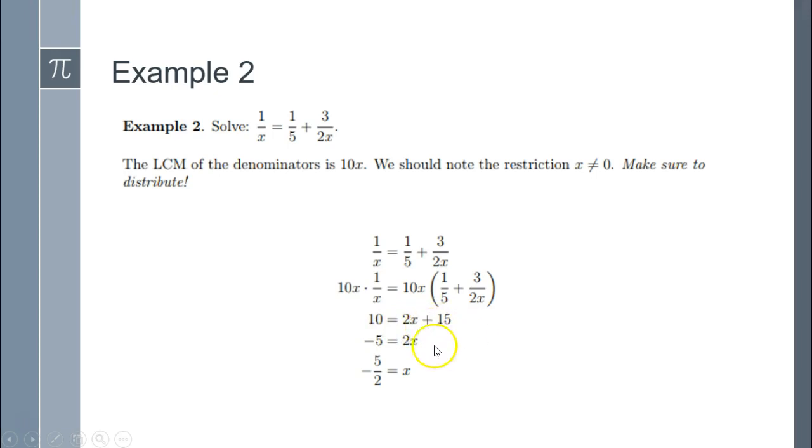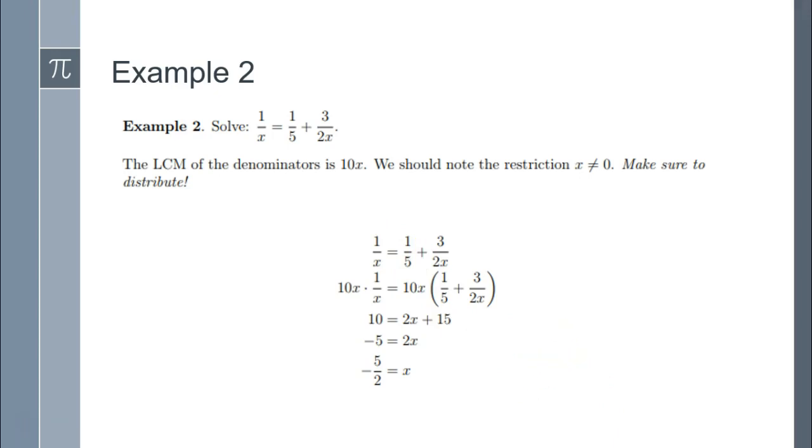Now I subtract 15 from both sides, and I get negative 5 equals 2x. Divide both sides by 2, negative 5 halves is x. And if I replaced x with negative 5 halves, I would indeed have negative 2/5 on this side, and I would end up with negative 2/5 on this side. The equation would be true.